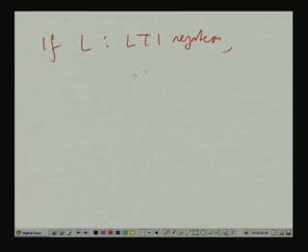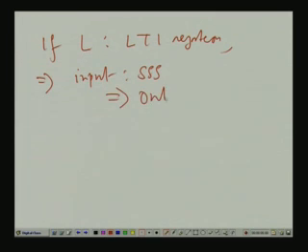One thing does not need any proof, we just make a statement. We make a statement that if L denotes an LTI system, then input SSS means output also SSS. That is not very difficult.